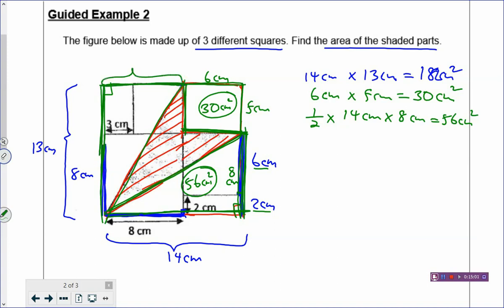The base is 8. Why 8? This is 8. This is also 8. Okay, opposite sides are equal. Alright, and then where's the height of this right angle triangle, which is here? And how long is this side? That will be 13. So half times 8 times 13.